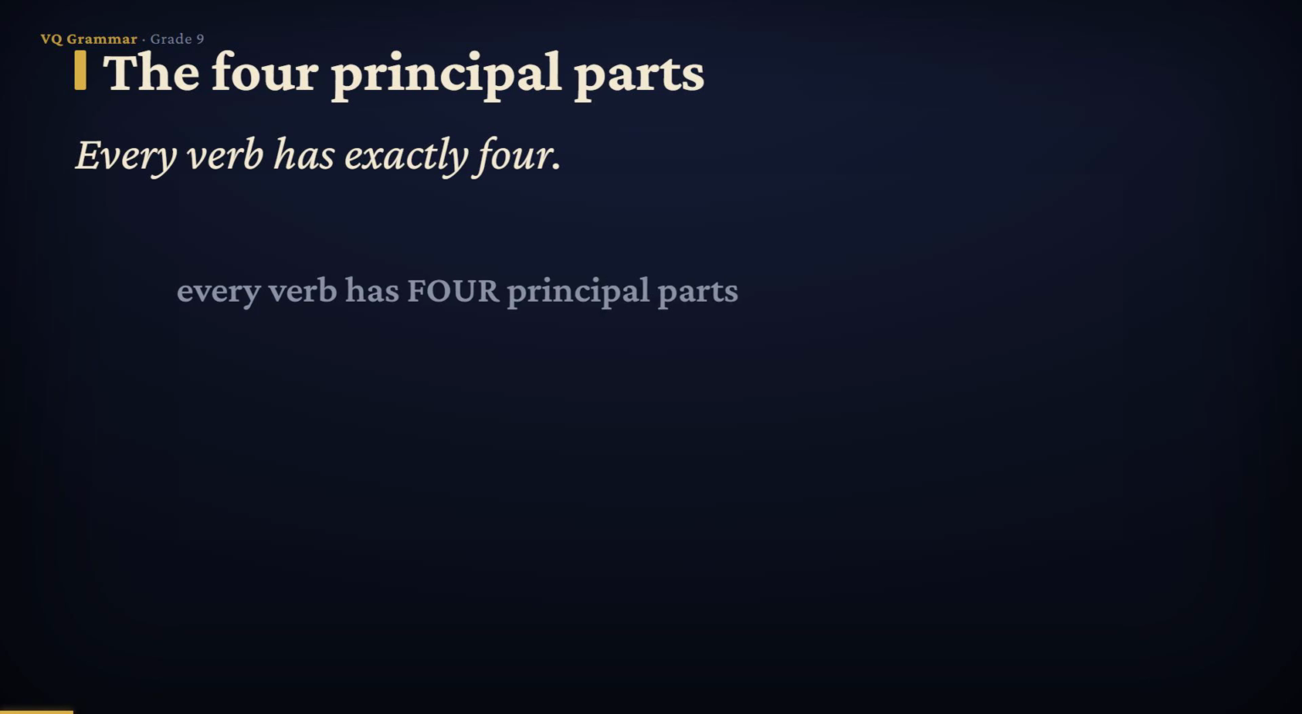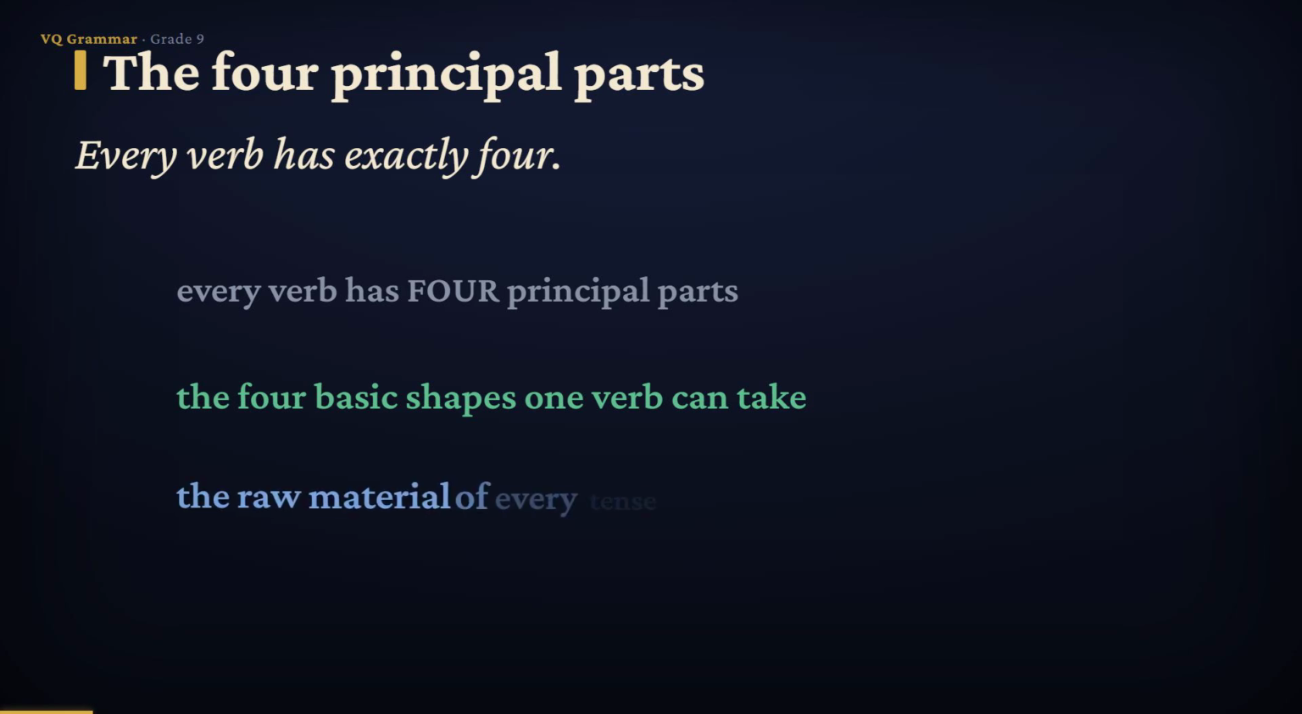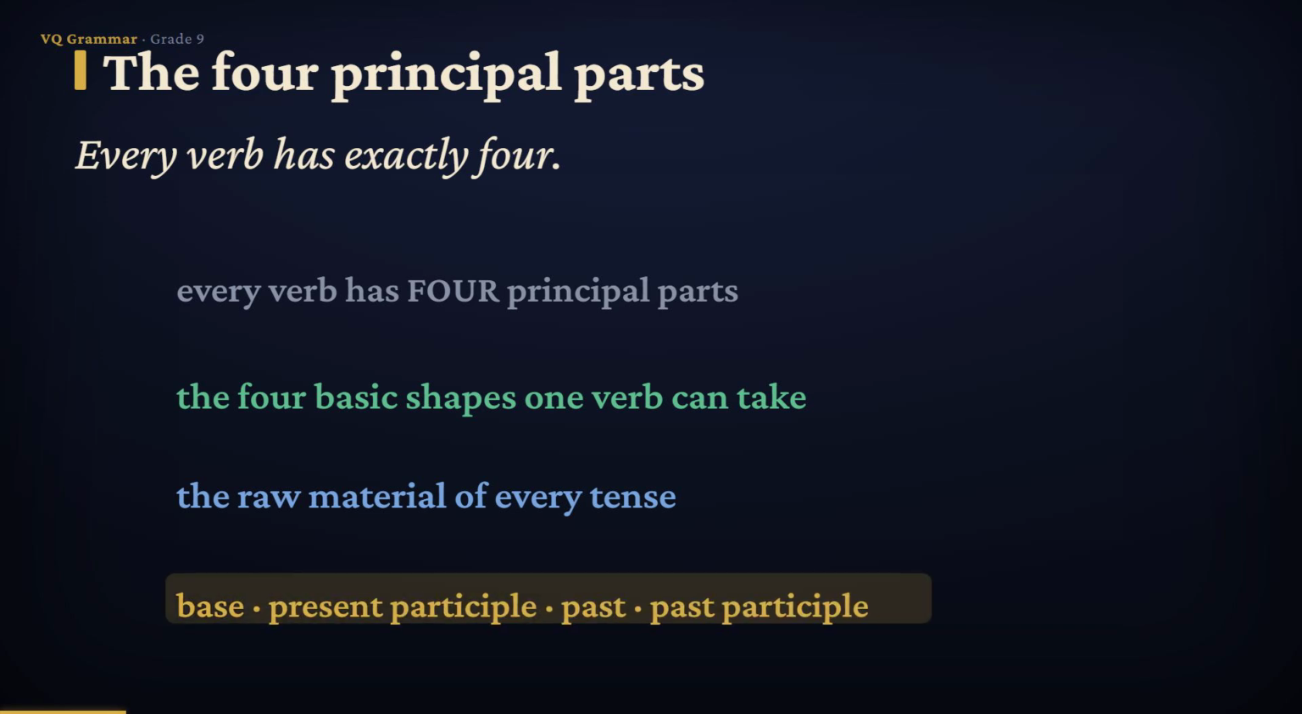Every single verb in English has 4 principal parts. Think of them as the 4 basic shapes a verb can take. They're the raw material of every tense: past, present, future, all of it. Once you learn a verb's 4 parts, you can build any tense you need from them. And those 4 parts have names: the base form, the present participle, the past, and the past participle.